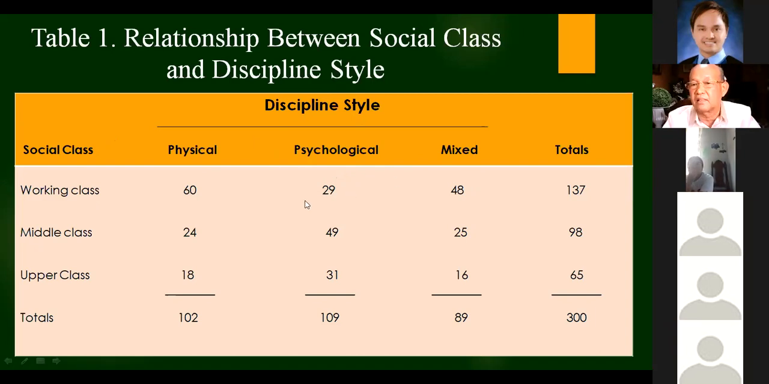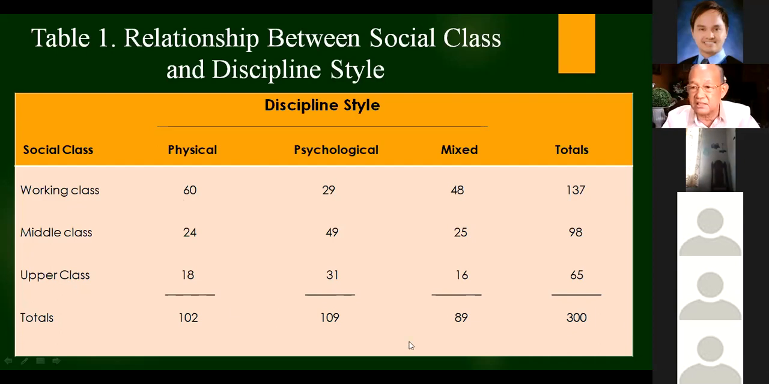Tally, 1, like that. Respondent number 2 belongs to the working class, but the discipline style is physical discipline. So here you will tally that respondent. The third respondent belongs to the upper class, and a mixed discipline style is used. So here we tally it. You have to tally all respondents, okay?